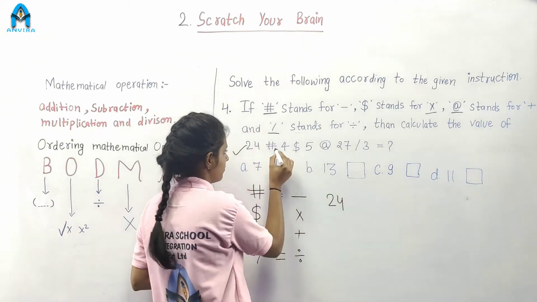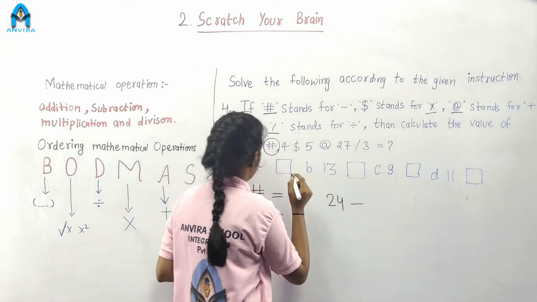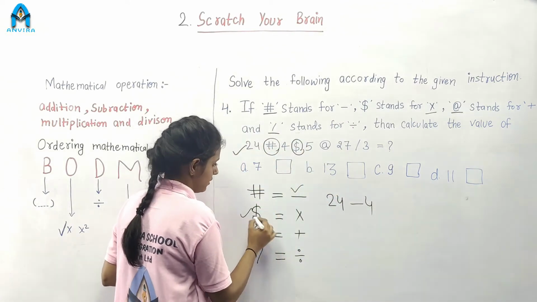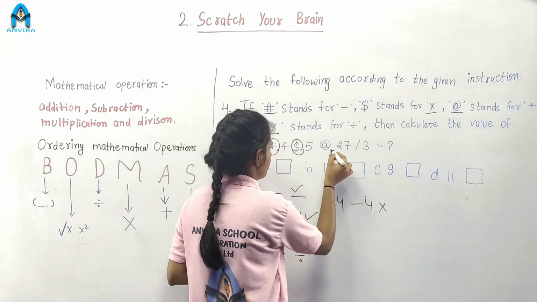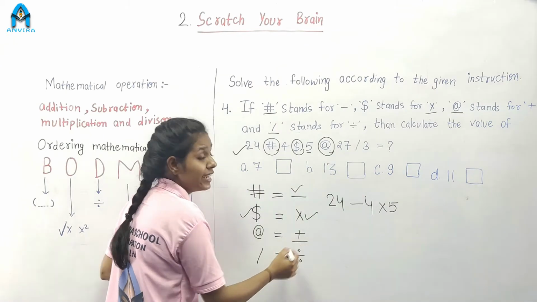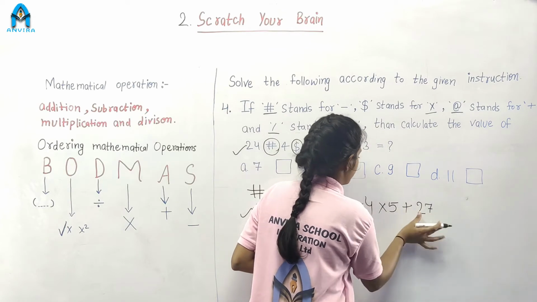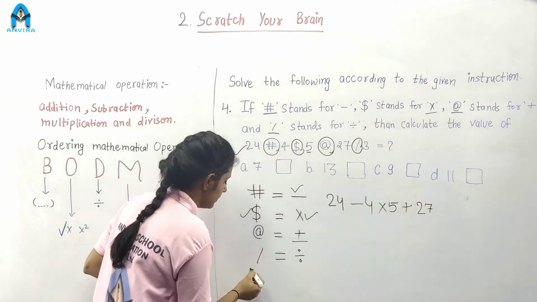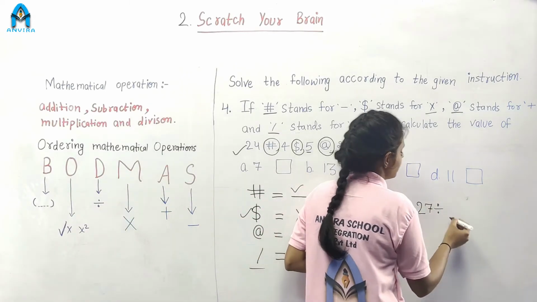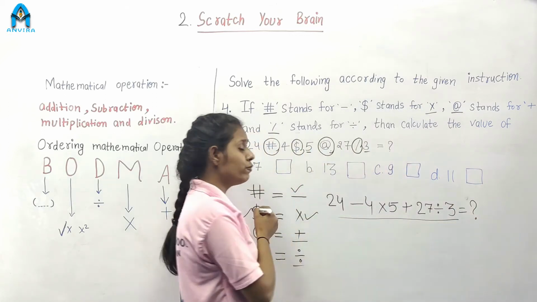24. This is like minus. Next 4. Next this. This is multiplication 5. This is addition. Next 27. This stands for divide. Next is 3. Now find out the value of this.